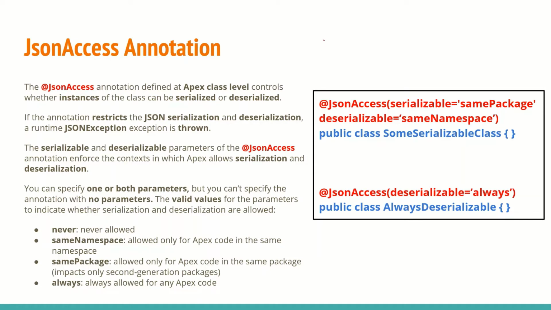So JSON access we have. Then we have serializable equal to same package, deserializable equal to same namespace. So these are the attributes which you have to set: never, same namespace, same package, or always, according to your requirement.